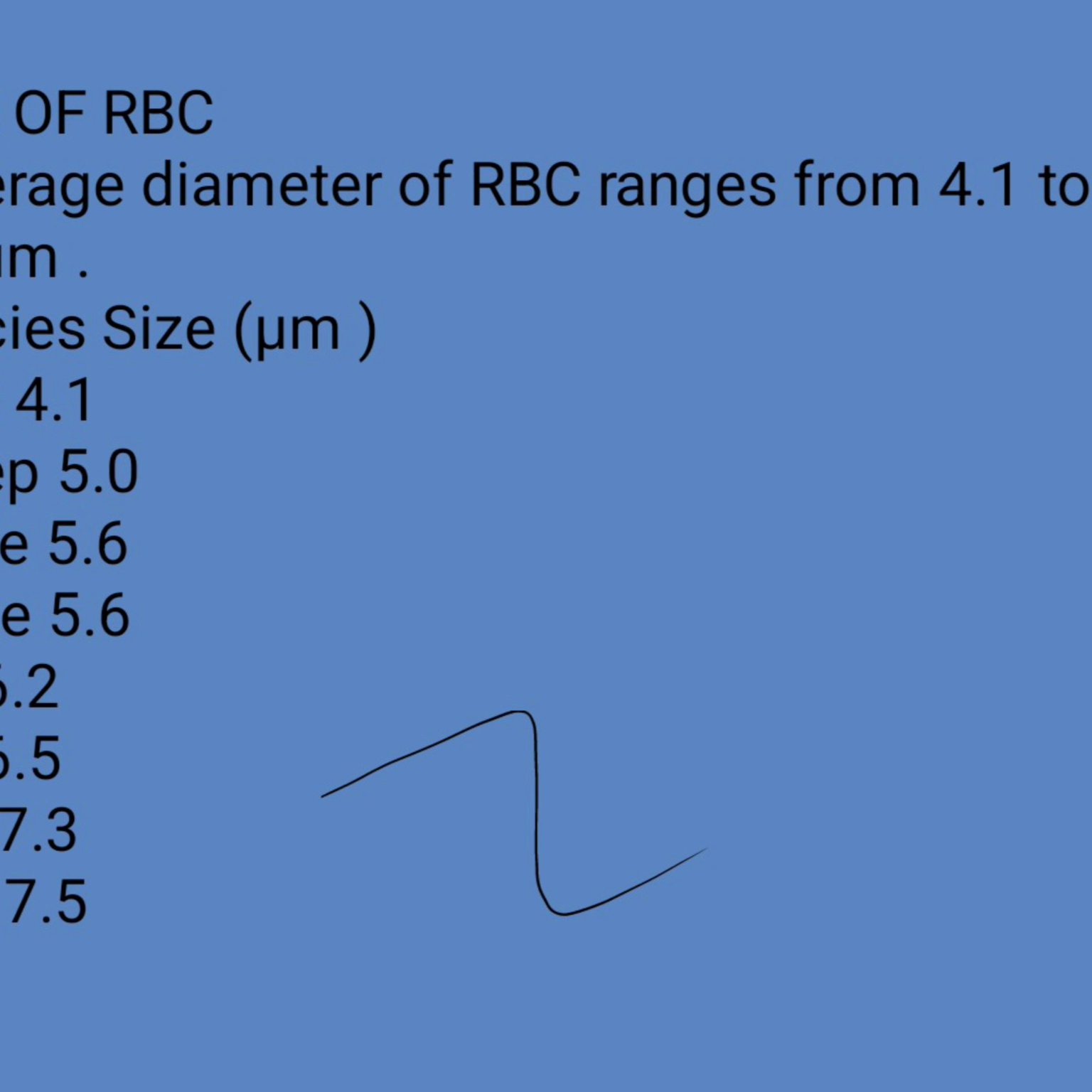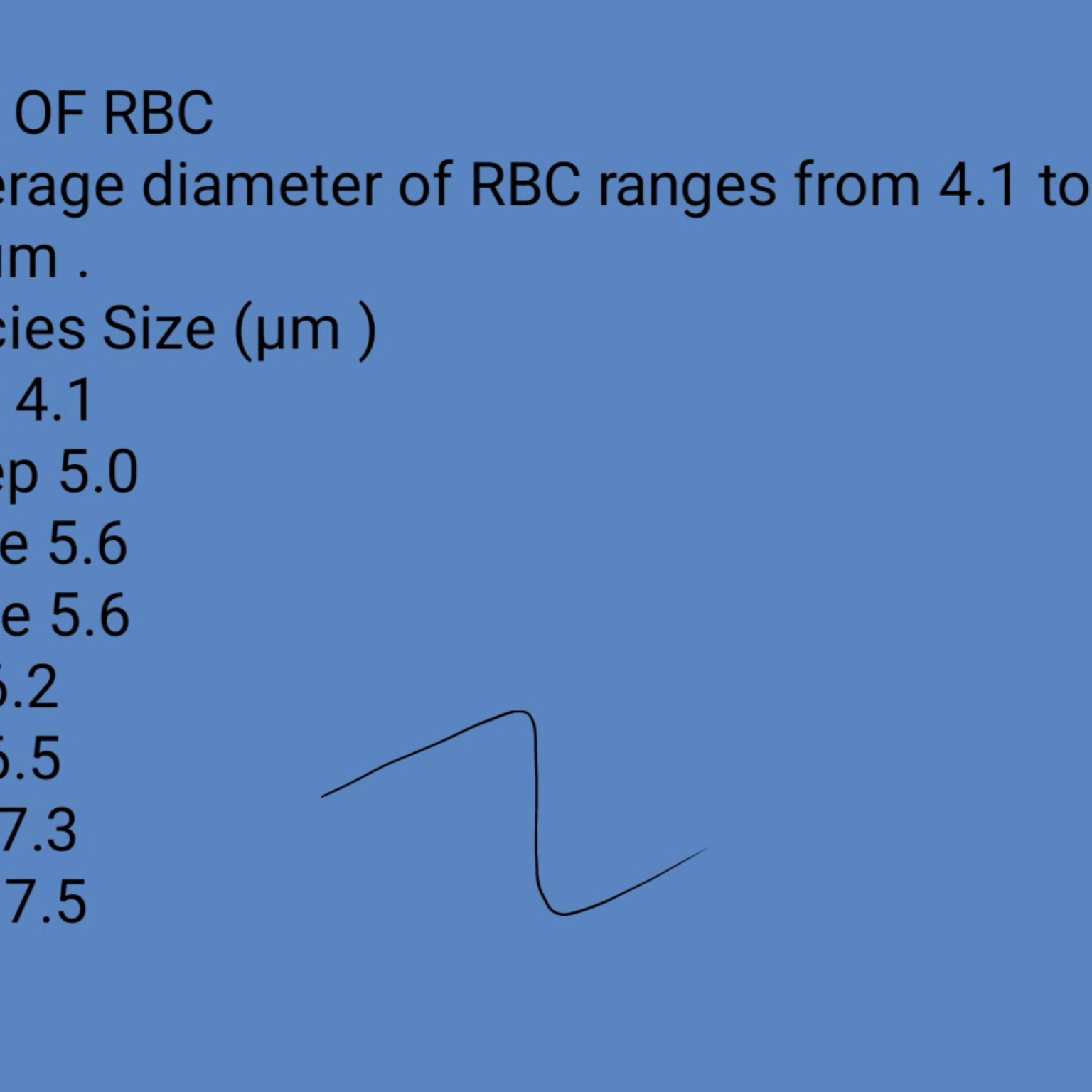Now let's see the size of RBC. The average diameter of RBC ranges from 4.1 to 7.5 micrometers. Species wise, goat is 4.1, sheep 5.0, cattle 5.6, horse 5.6, pig 6.2, cat 6.5, dog 7.3, and man 7.5.